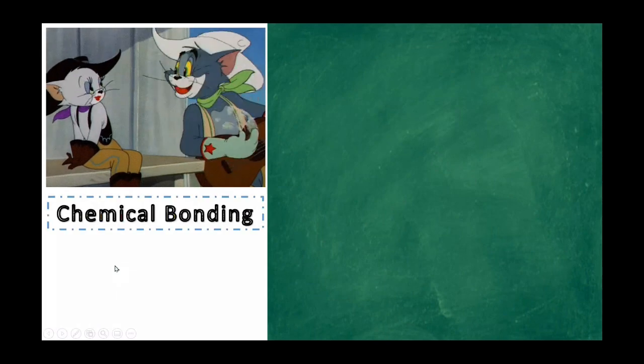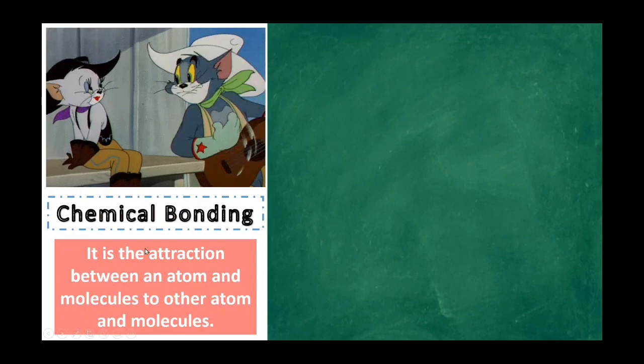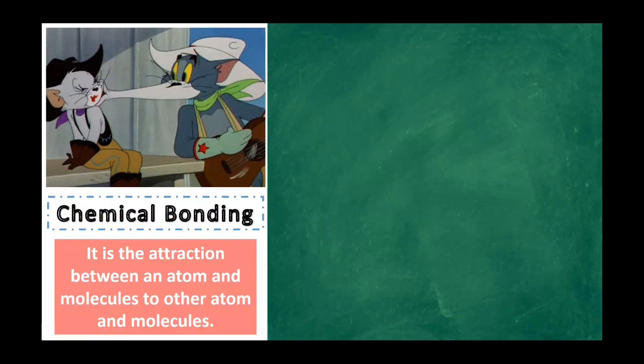They are attracted because they have the same properties, or they are attracted because, as we know in chemistry, opposite attracts. And that is how molecules or atoms behave. So let's have here chemical bonding. As we know from the term bonding, it is the attraction between an atom and a molecule, or a molecule.